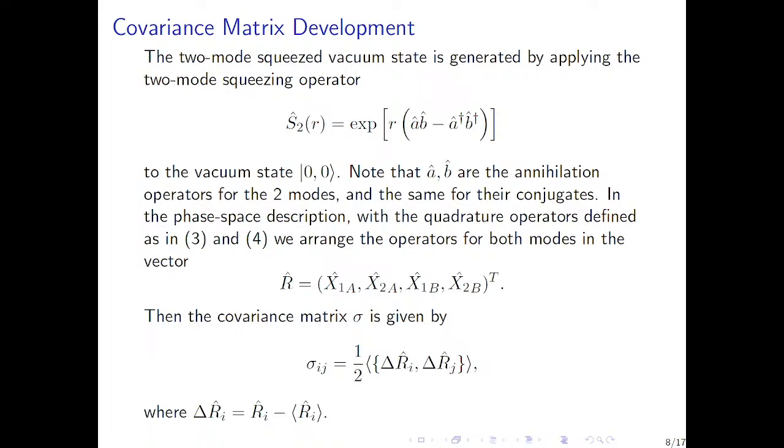So we'll get into the covariance matrix development here. Here's our squeeze operator up here, and this R is the important part. Here are our squeezing parameters, and then a and b are our creation and annihilation operators for the two modes. We can use our quadratures to create our covariance matrix.